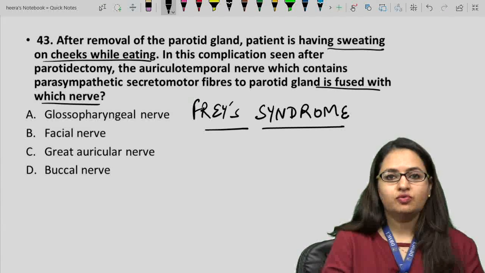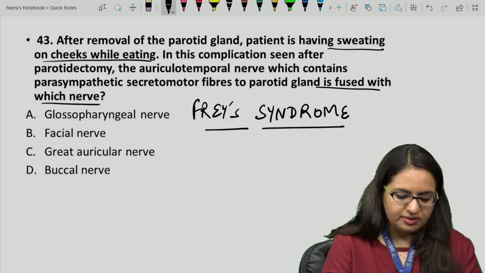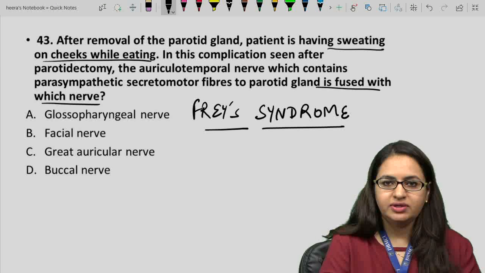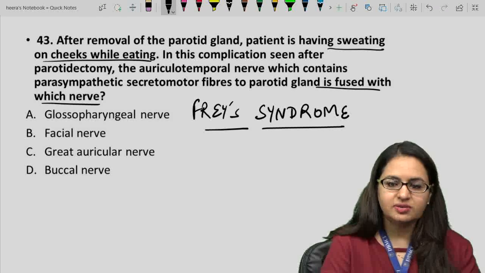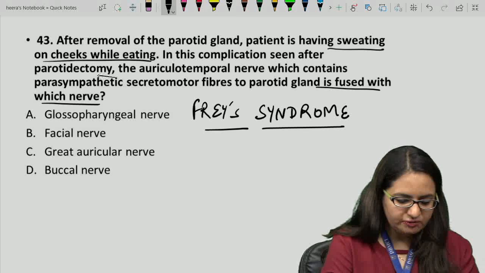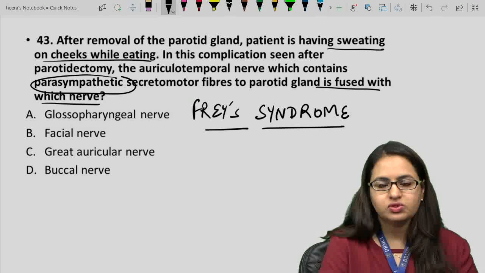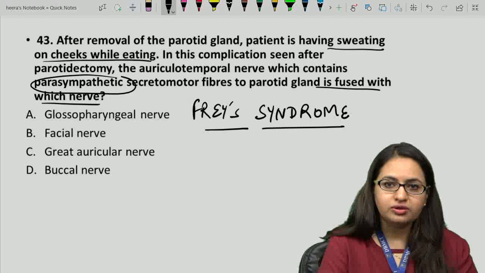In this Frey syndrome, what happens is when the parotid gland is dissected, or a surgical operation is done on it, then in a few cases the auriculotemporal nerve can be damaged, and if it is damaged, then while it is regenerating, a few of the parasympathetic fibers which are present in the auriculotemporal nerve may regenerate and fuse with the great auricular nerve.